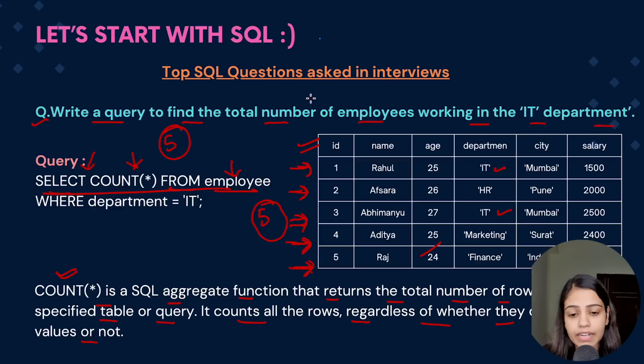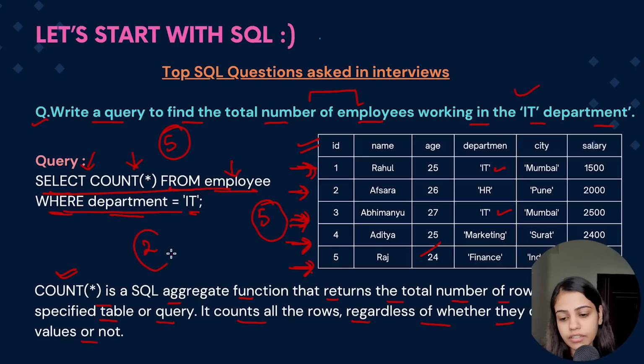Now we need to find the number of employees who are working in only the IT department. Here it is giving me the count of the entire set of rows present in my table, but I only want the rows having department as IT. So I'll provide the condition where department is equal to IT. Whenever I provide this condition, count star will go and see which rows have the department IT, and it will just count that. So the count star will then return me 2.